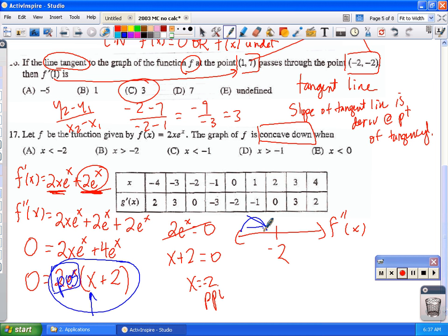When I pick a number greater than negative 2, like 0, again, this is always positive. This factor would be positive, so I get a positive, and the graph is concave up. So my concave down interval is to the left of negative 2, which is letter A.